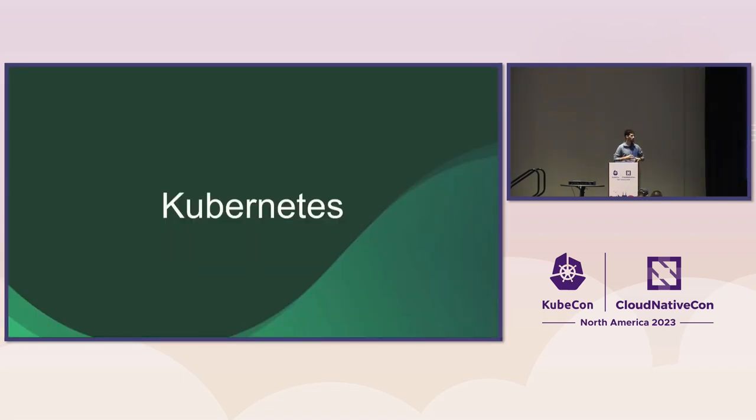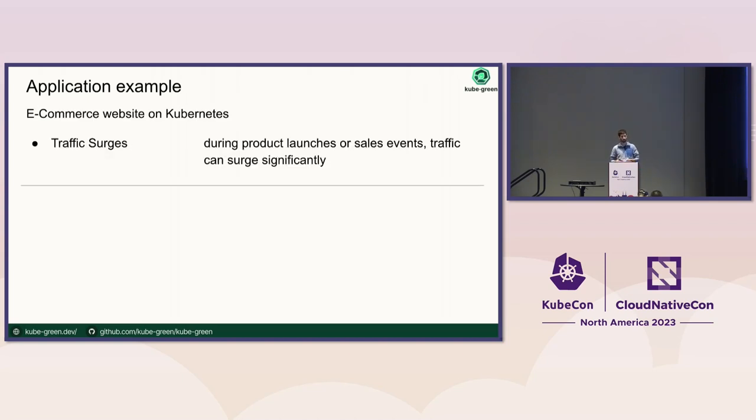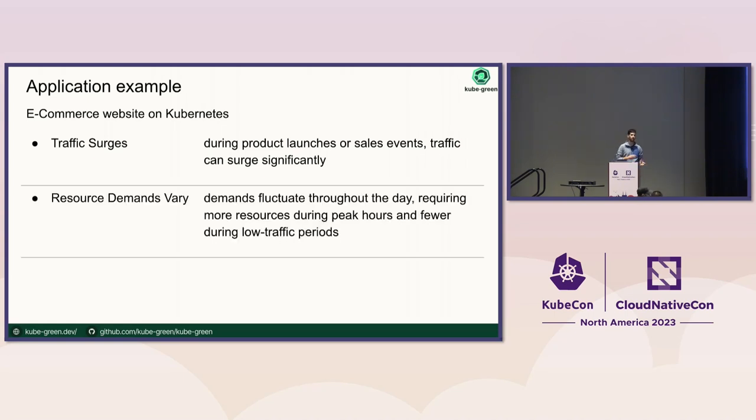Okay, we have now seen some rules, some best practices about green software, the sustainability in the IT industry. And let's now see inside the Kubernetes environment and in cloud native. Let's start with an application example, an e-commerce website, which has some traffic surges. During product launches, sales events, and so on, traffic can surge significantly. So the resource demands can vary through the day, requiring more resources during peak hours and fewer during low traffic periods.